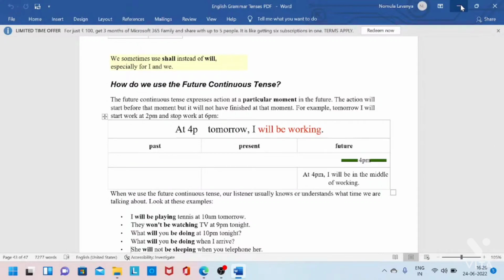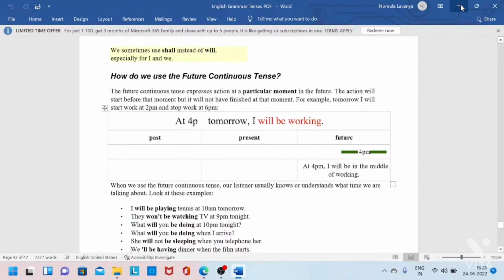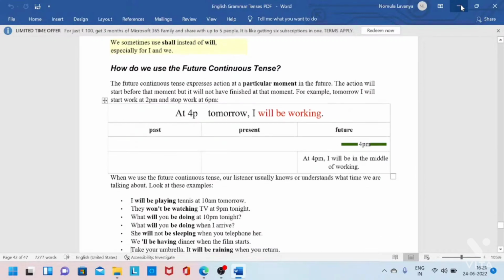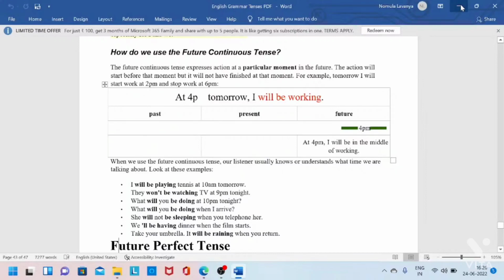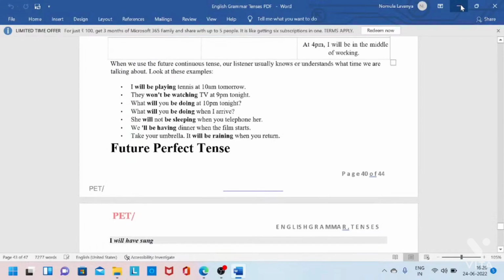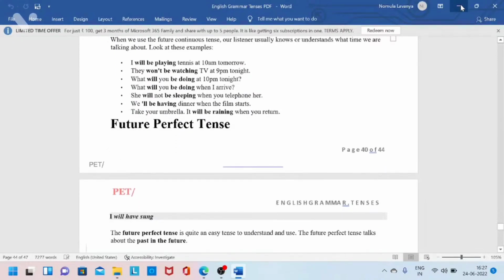What will you be doing when I arrive? She will not be sleeping when you telephone her. So these are a few examples. Okay, take your umbrella, it will be raining when you return. So these are the examples. And let us look quickly at the future perfect tense.